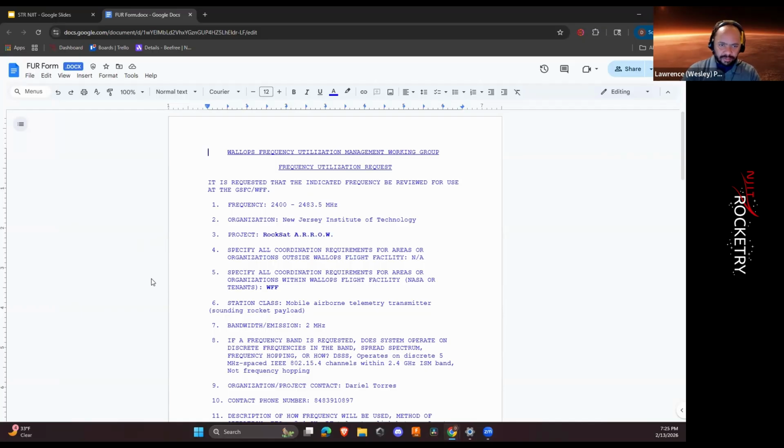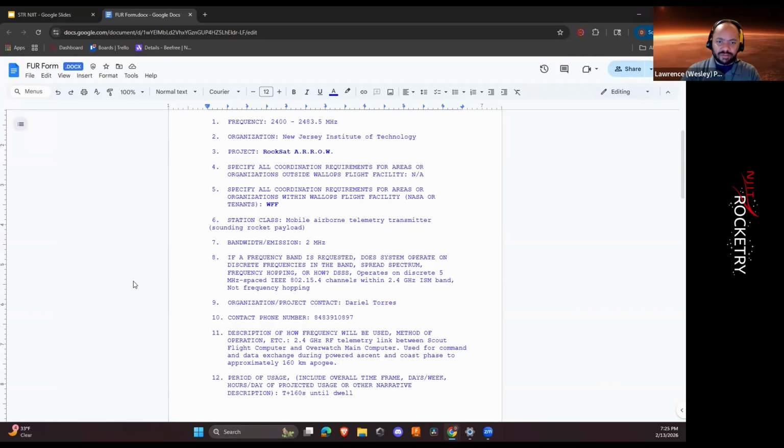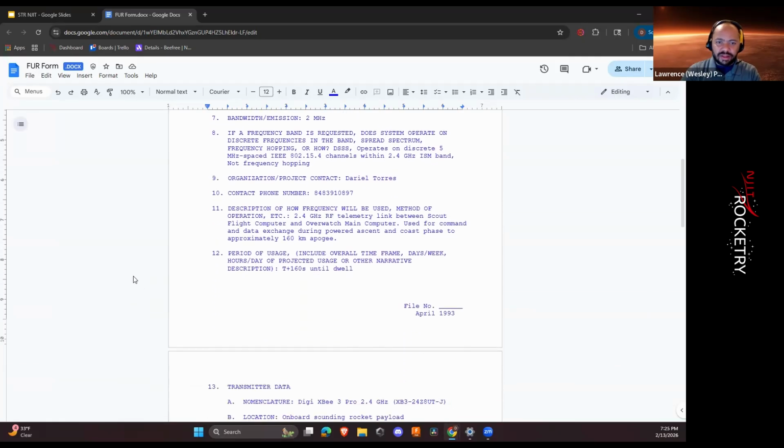There's a bandwidth. Okay, yeah, number 7 is your bandwidth, which looks reasonable. If you're using something wider, like a 40 megahertz on a different protocol entirely, like LoRa, can operate up here, but that looks fine. And then your contact information, yeah, this looks pretty standard.